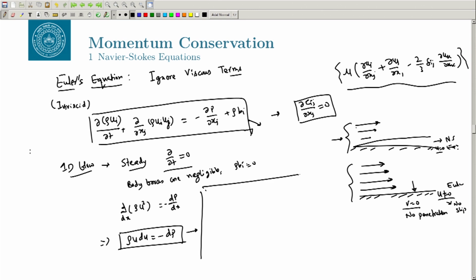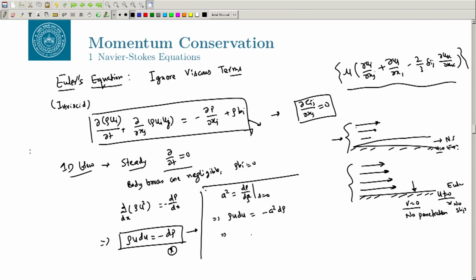So, in that case, for the isentropic flow, we have derived the expression for the speed of sound: a squared is equal to dp by d rho, for the isentropic flow. Let us call this expression x. If you put in x, then it will become rho u du is equal to minus a squared d rho.